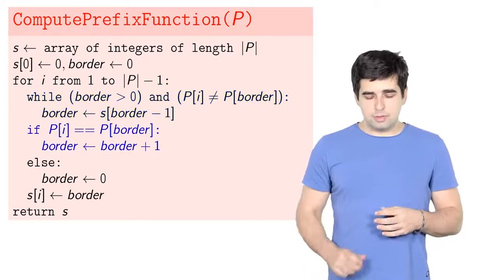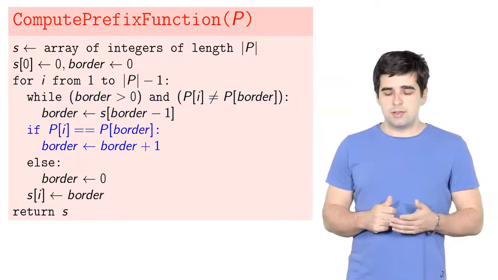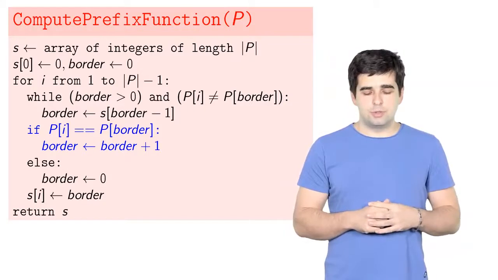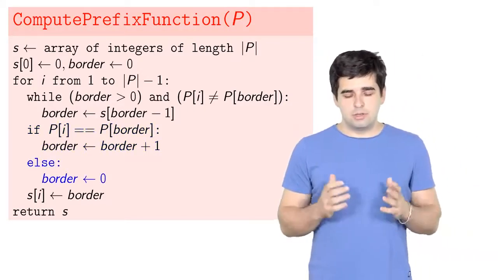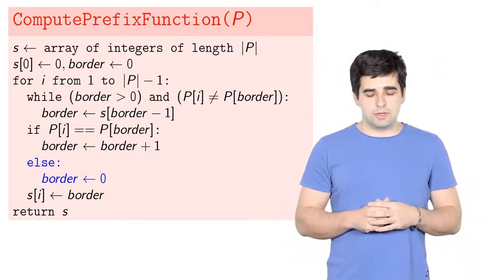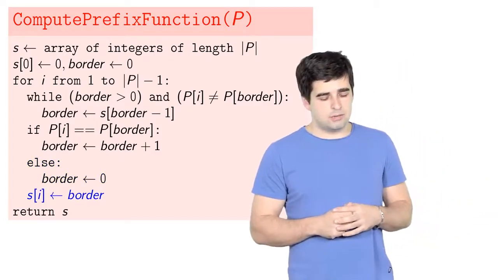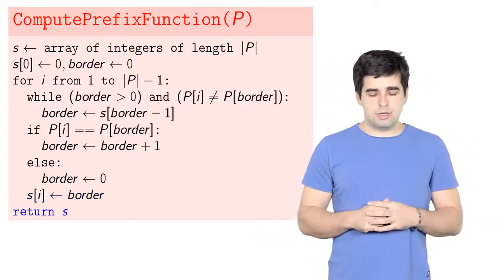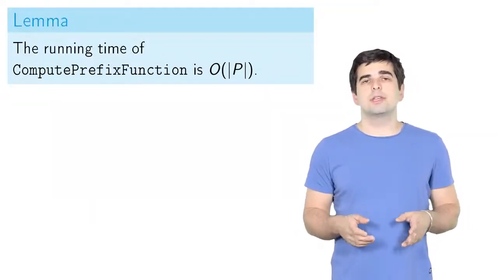After that, we compare our current character again with the character in position border, and either they are the same, then we increase our current border by 1, and that is the value we need to assign to our prefix function, or they are still different after border became 0, and so our current prefix function value should be 0. And in the end of the for loop iteration, we just assign the value to the prefix function. In the end, we return the array with values of the prefix function. And we state that this algorithm runs in linear time.